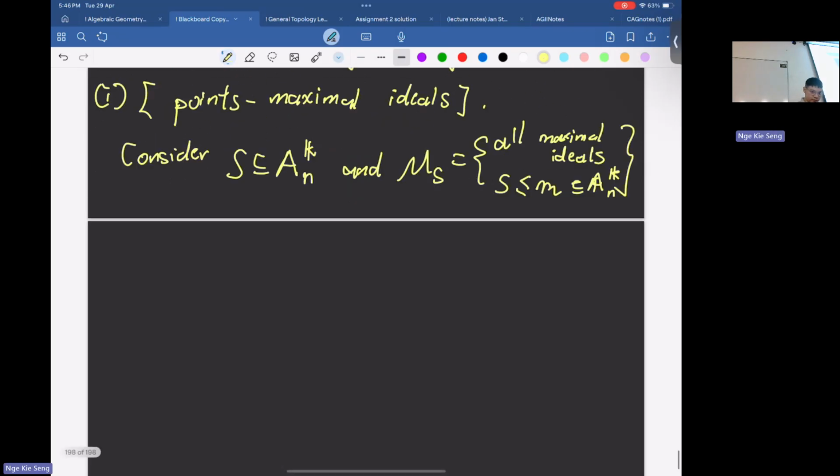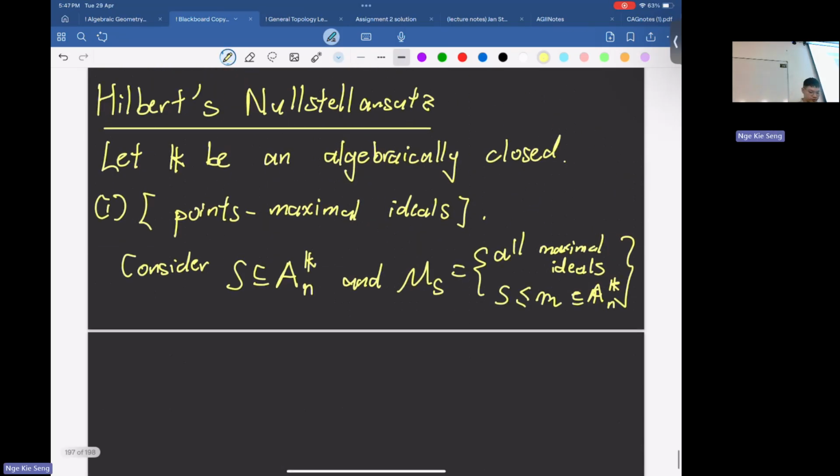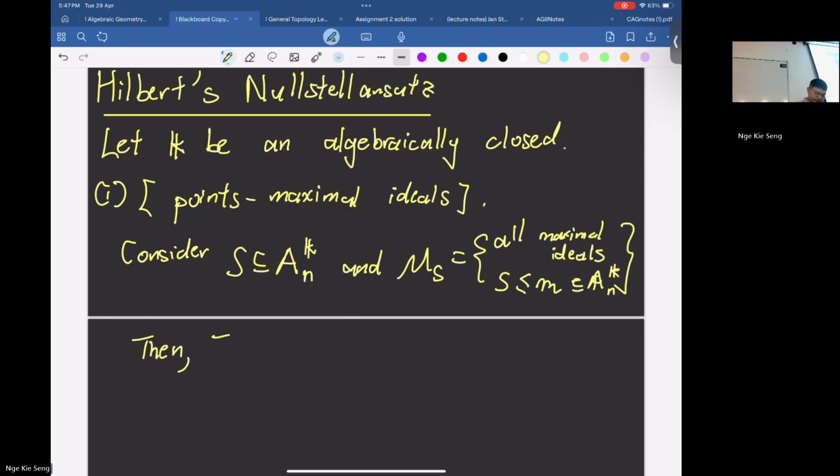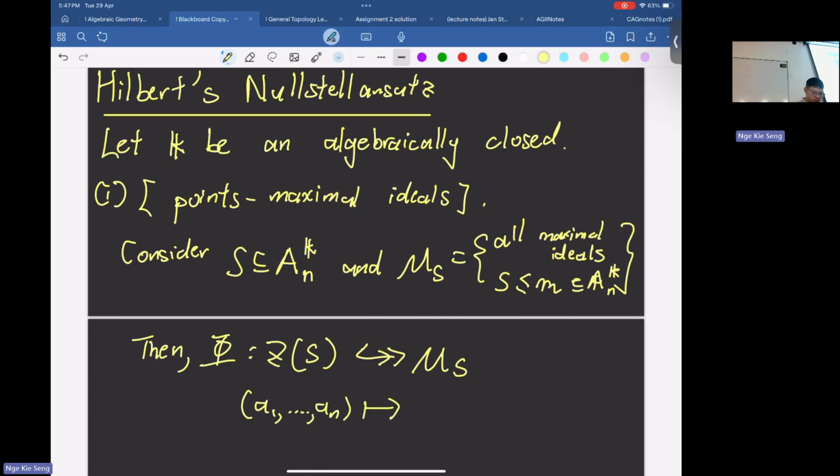So there's a one-to-one correspondence here. What's the one-to-one correspondence? If you look at the zero set of this subset of polynomials, there's a bijection between the maximal ideals and the points. Meaning you just send each point to the obvious maximal ideal, using the division algorithm. This is just (x1 minus a1, up to xn minus an).